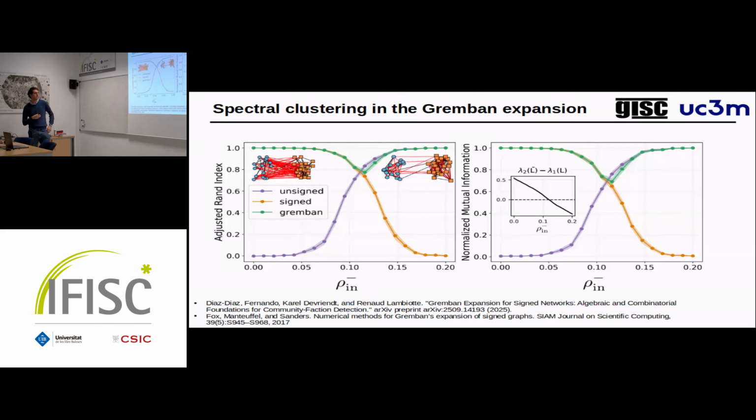The adjusted Rand index is basically an overlap: it's the number of pairs of nodes that are consistent between the ground truth partition and the partition detected by the algorithm. And the other one is the normalized mutual information between the ground truth partition and the detected one. So they are measures of quality. 1 means good, 0 means bad.